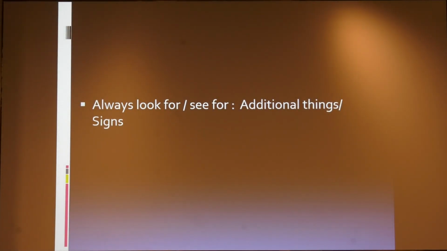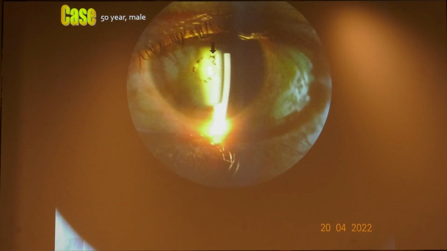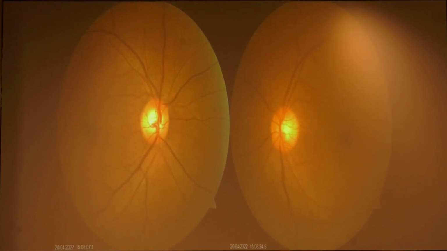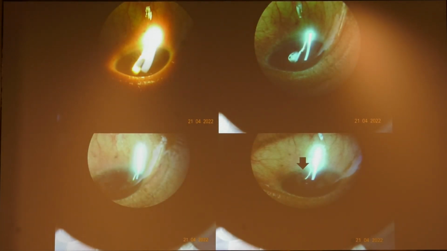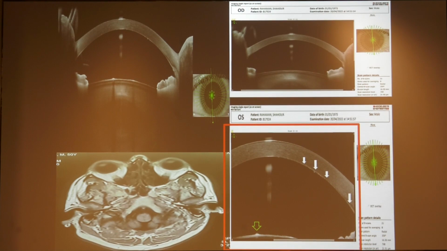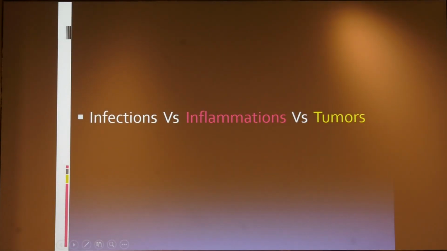Always look for additional things and signs. For example, this is an anterior uveitis. Now this patient had Wilson disease or hepatolenticular degeneration. On fundus examination, there's a temporal disc pallor, and immediately we have seen the Kayser-Fleischer ring. What is important is that if you do an anterior segment OCT, you can see the Kayser-Fleischer ring in the anterior segment OCT.